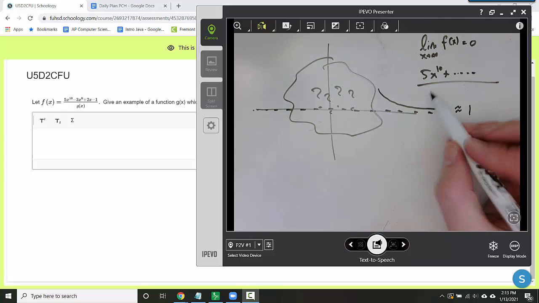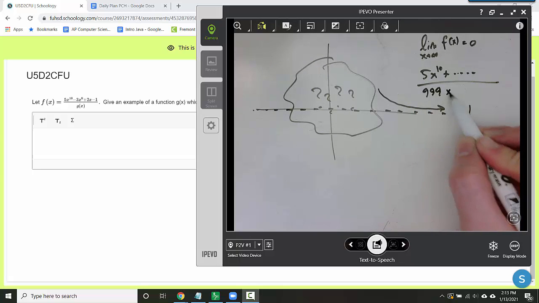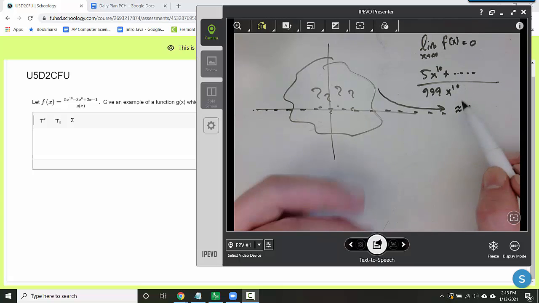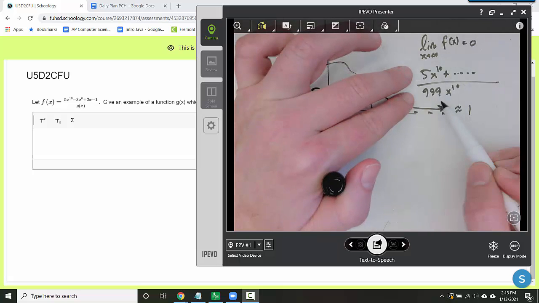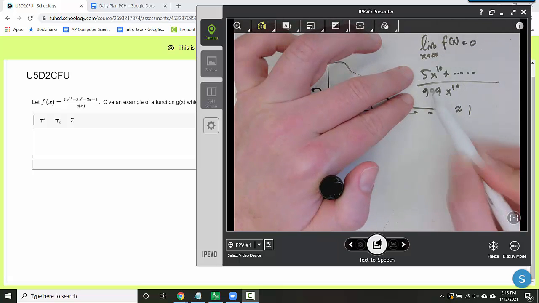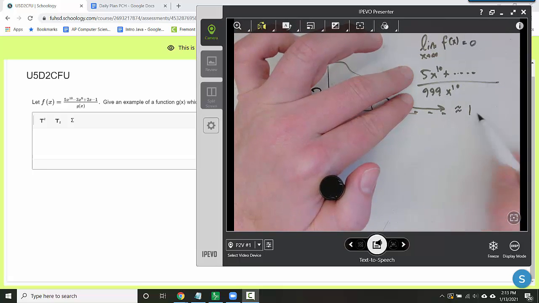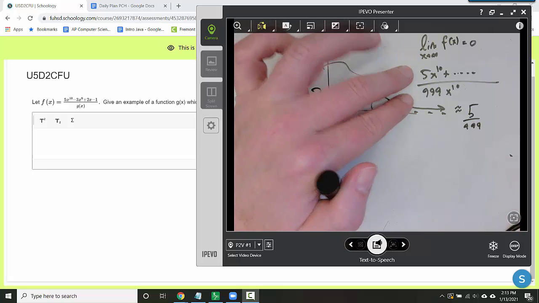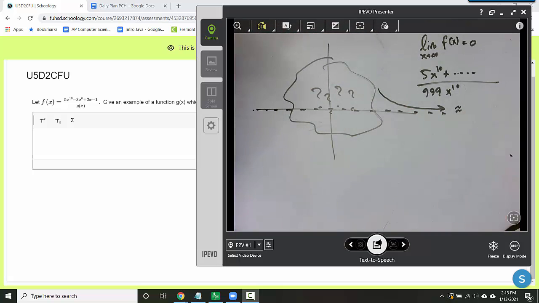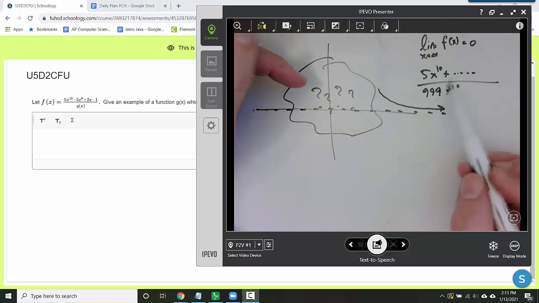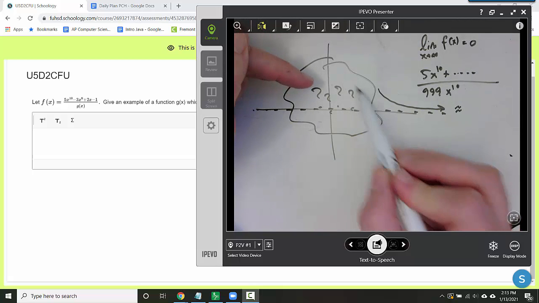Okay, so what if it was like a really big coefficient, 999x to the 10th? This doesn't really work either, because if I look at the two dominating terms, these would simplify as 5 over 999. And so that would give me a horizontal asymptote at y equals 5 over 999, but still not at 0. So the question is, how can we make sure that as x gets really big, my function is approaching y values of 0?